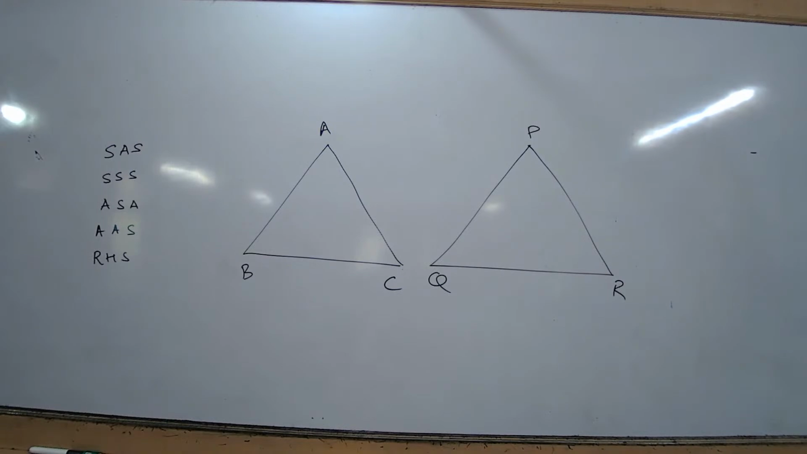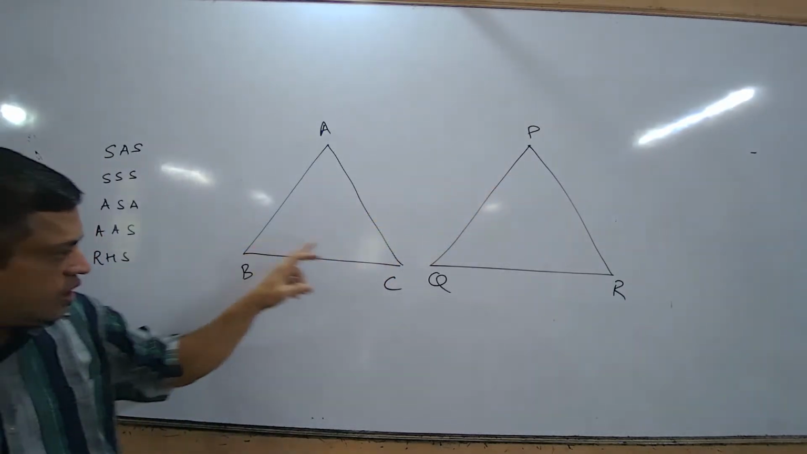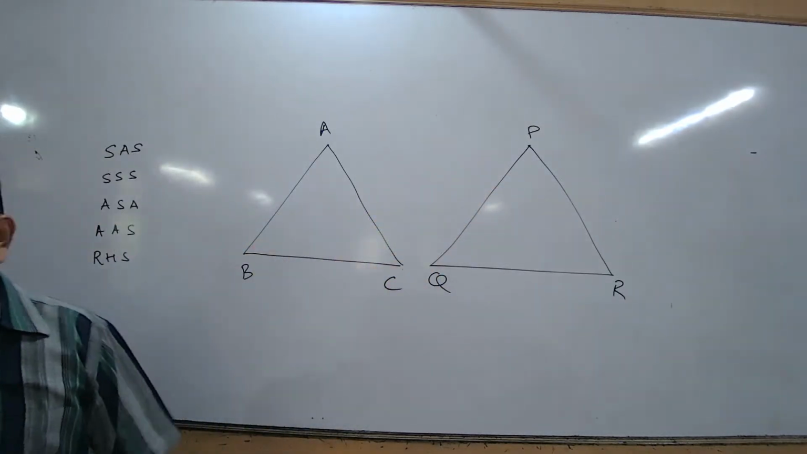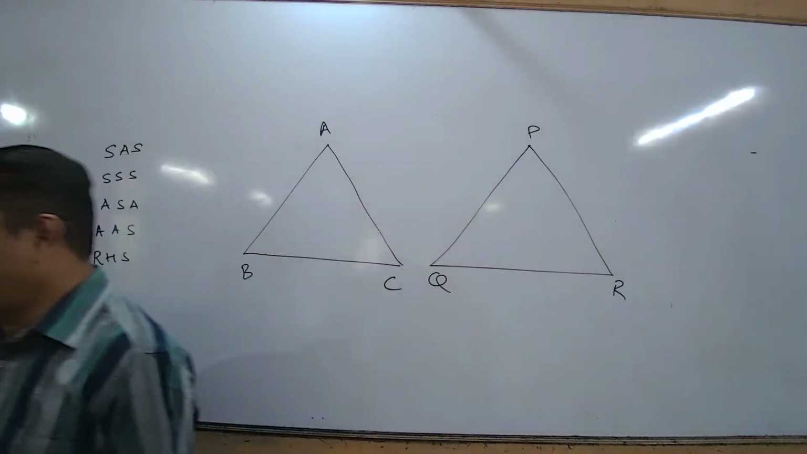Are you following? Look now, two angles: angle A and angle P is one, angle B and angle Q is two. Then between them, AB is equal to PQ. Then we say by ASA.